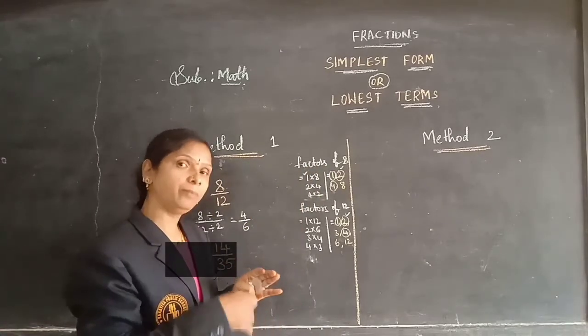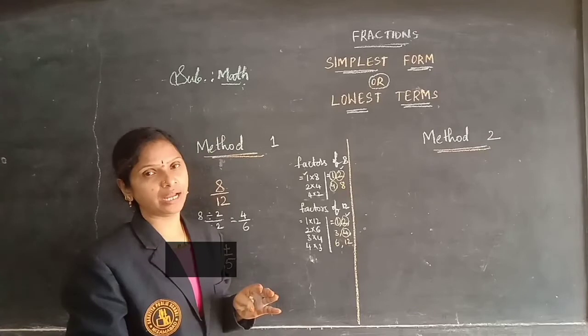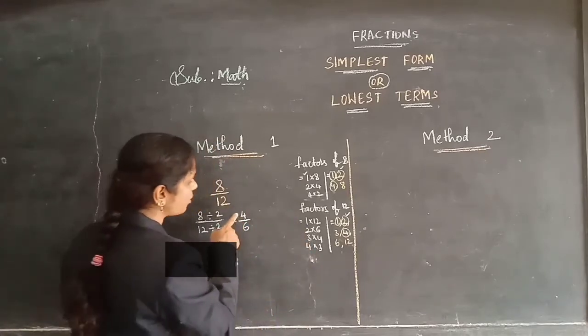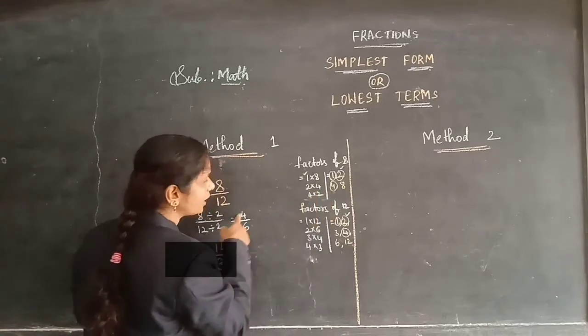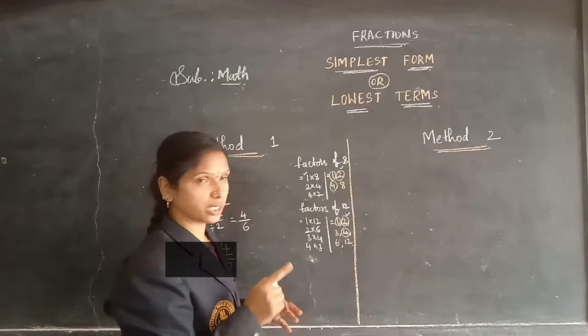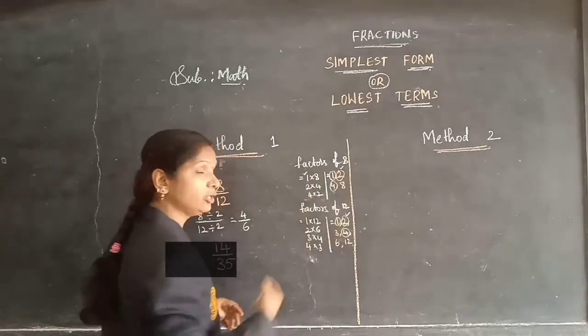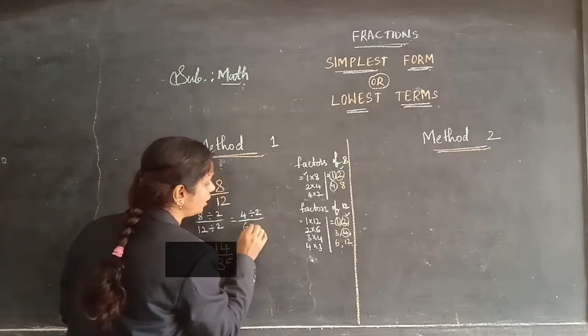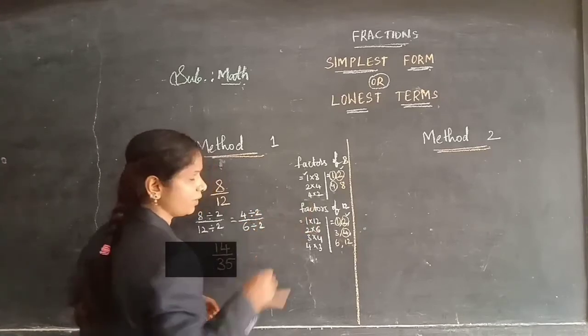Keep dividing by the common factor till it is possible. See here, it is possible this 4 can divide by this 4. This 6 we can't divide by the 4, children. So again you can check, again you can divide by the 2. So again I am dividing by the 2 till it is possible by the common factors.